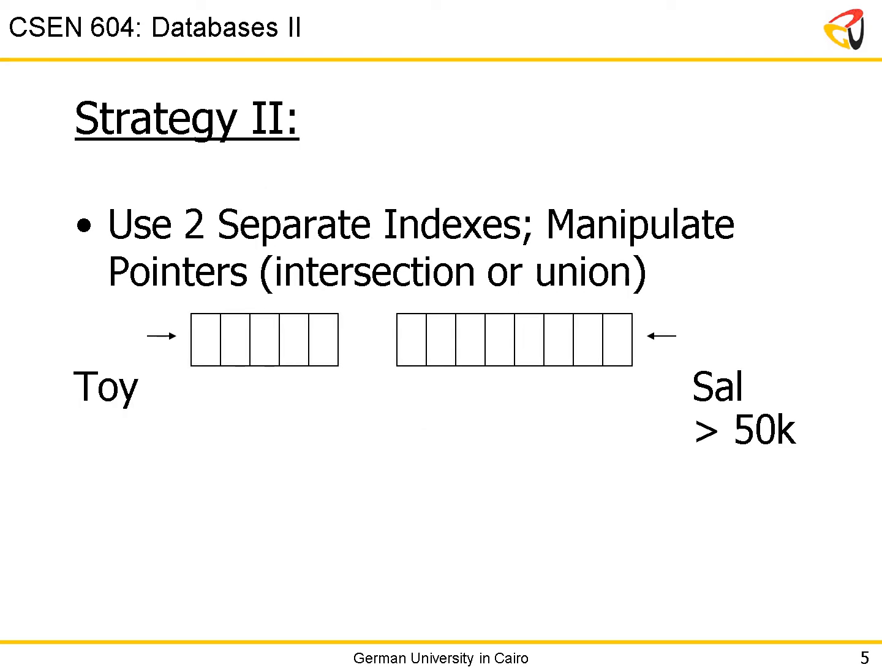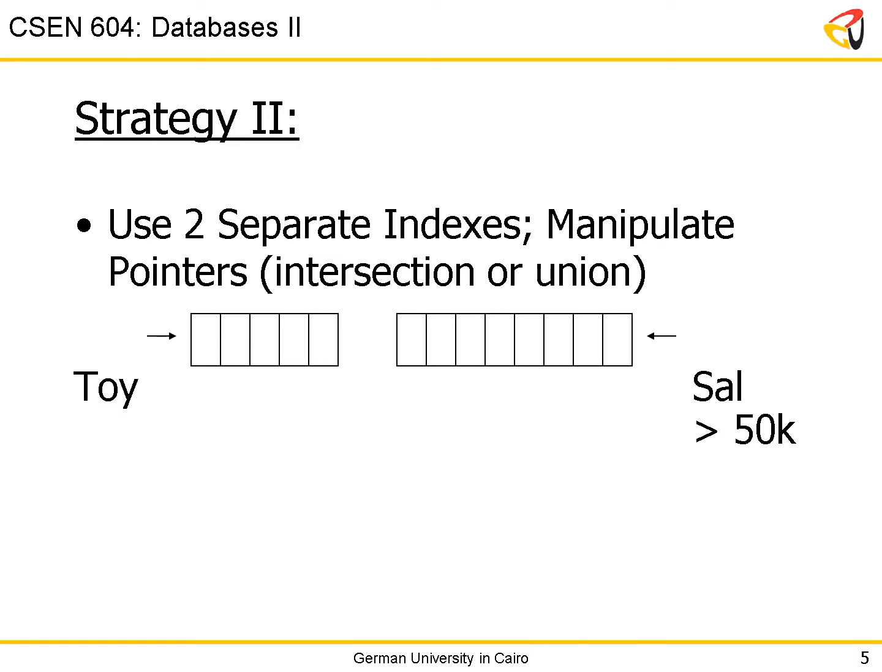Now here is a second strategy that a database engine could also decide to do. If you write select star from where department equal to toy and salary greater than 50K, and you have an index on department and an index on salary, then run this query as two separate queries.